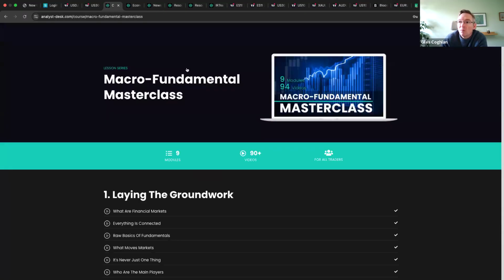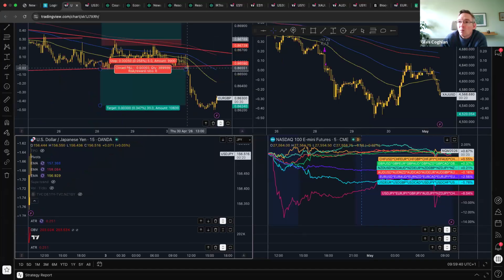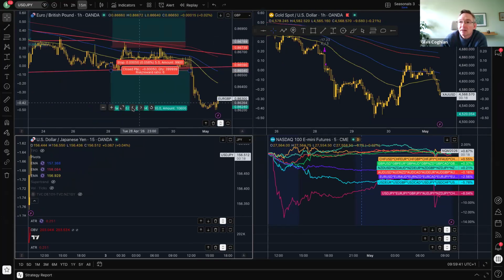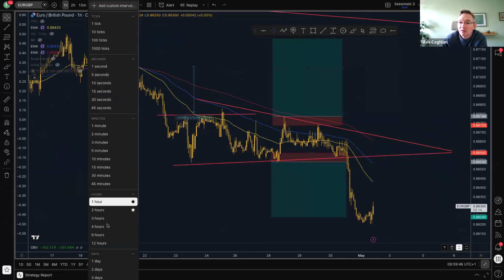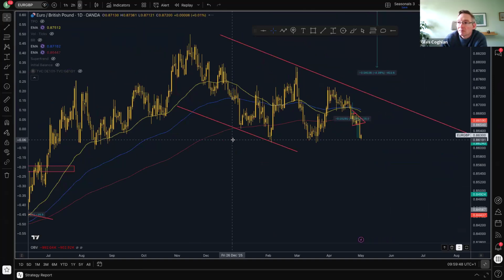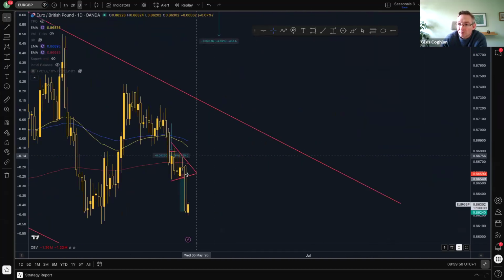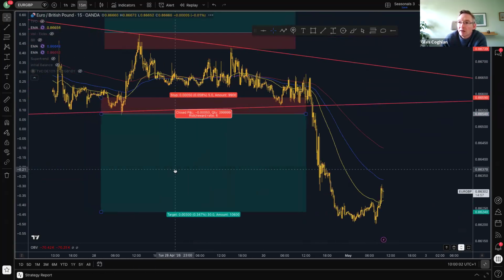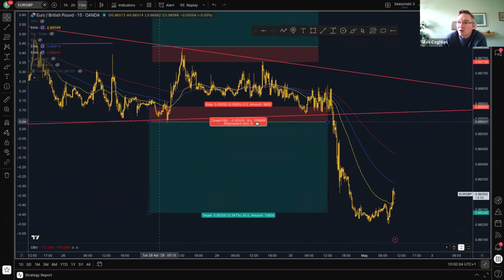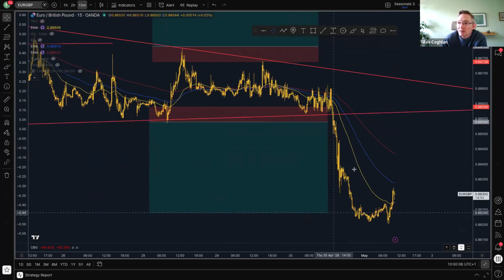We had here, look, this euro pound, right? Coiling price action. And we were looking for a potential break to the downside or to the upside, right? And you can see we got a nice break to the downside.